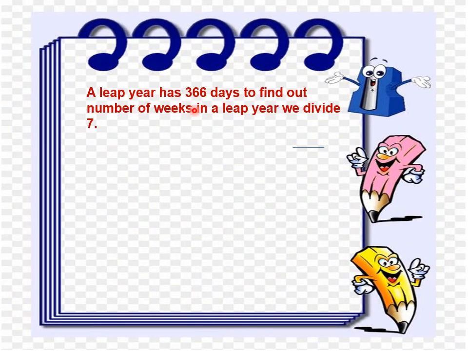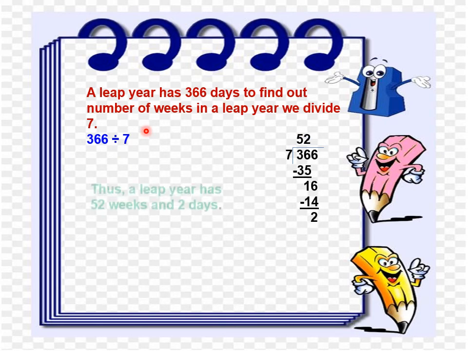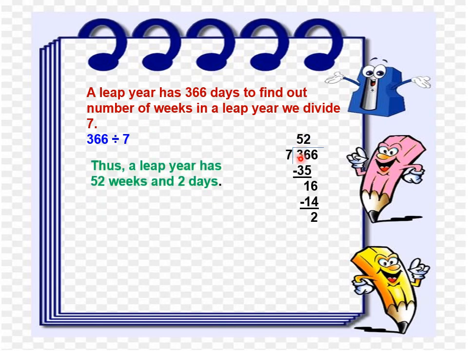A leap year has 366 days, because in February there are 29 days, so 1 day is more and it becomes 366 days. To find the number of weeks in a leap year, we again divide the total number of days by 7. So 366 divided by 7. 7 fives are 35, so we get 1 as a remainder. 6 we carry down. 7 twos are 14, so we get 2 as a remainder. So a leap year has 52 weeks and 2 days.